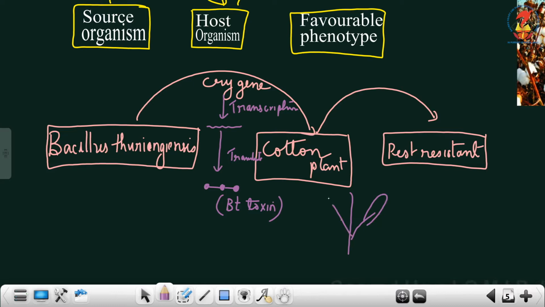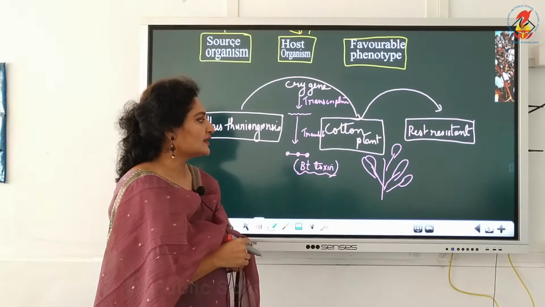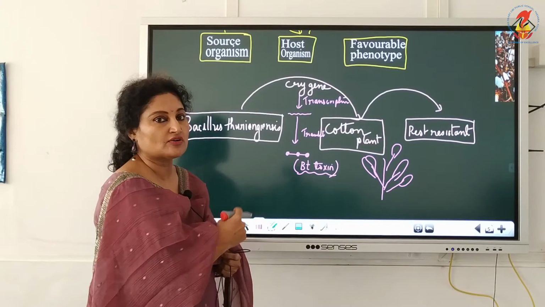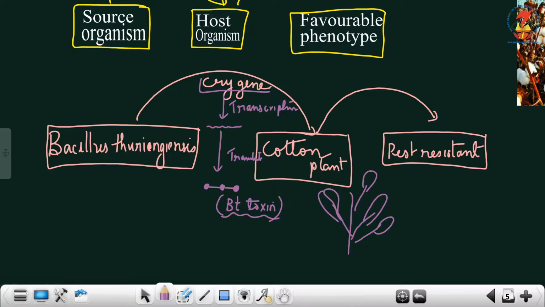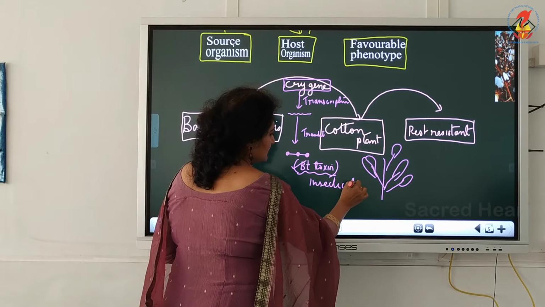This BT toxin is present fully in the leaves, and therefore when the insects try to invade or make holes into the cotton, what happened? They died because the BT toxin is toxic. How is the BT toxin produced? The cry gene has got expressed, that is underwent transcription and translation, and we get the BT toxin, which is insecticidal. Clear? And thus we get fluffy cotton with a lot of volume.